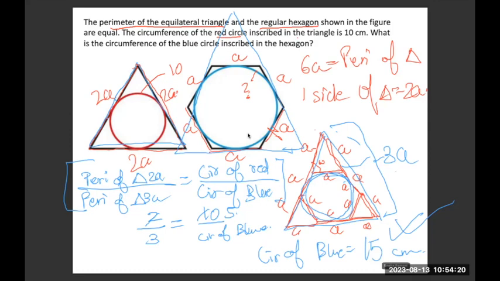Is this clear? Any doubts, ma'am? I found the value of A, then can I find the circumference? If you have found the value of A, you can find the circumference. That could be another method. I found this to be relatively easier. That's why I showed you this.